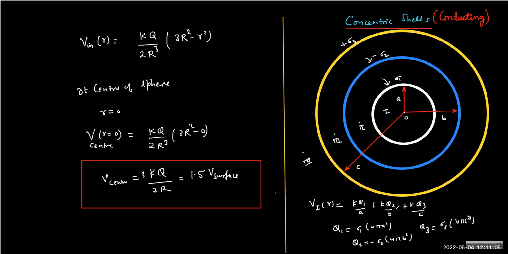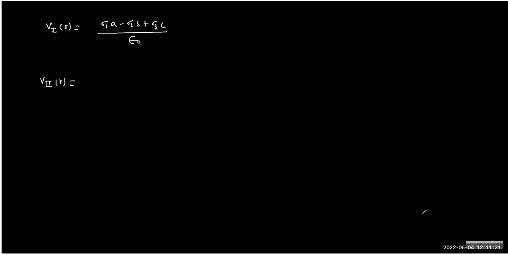So let me write it down here. So V1 has nothing to do with R. It is sigma 1 A minus sigma 2 B plus sigma 3 C, divided by epsilon naught. Excellent. So if I do it for the second region, then the point is inside the outer two shells, B and C. So we find the V surface for B and C, and then use the point charge formula for A. Just do it for one, then I will not tell you to do it again. We can go to the next answer.